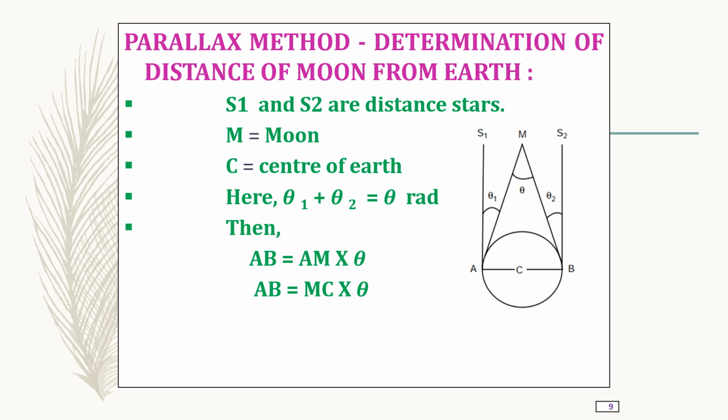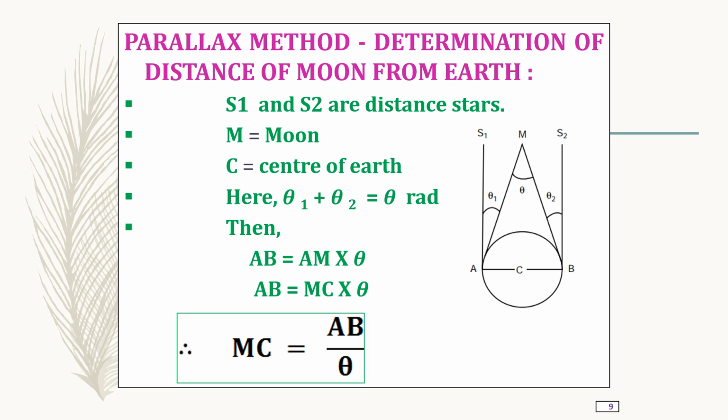So, the total parallax of the moon subtended on Earth, angle AMB, is equal to theta 1 plus theta 2, which is equal to theta. If theta is measured in radians, then theta is equal to AB divided by AM. So you will get AB is equal to AM into theta. This can also be written as AB is equal to MC into theta. So we are able to calculate the distance MC of the moon from the Earth, which is equal to AB divided by theta.